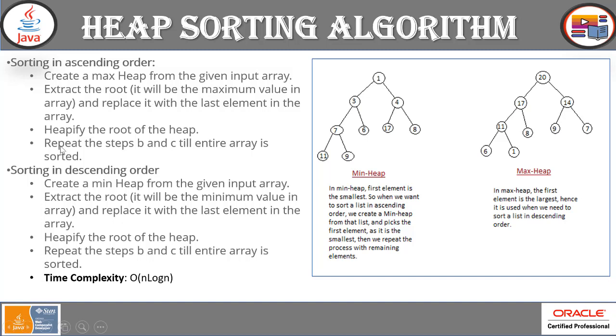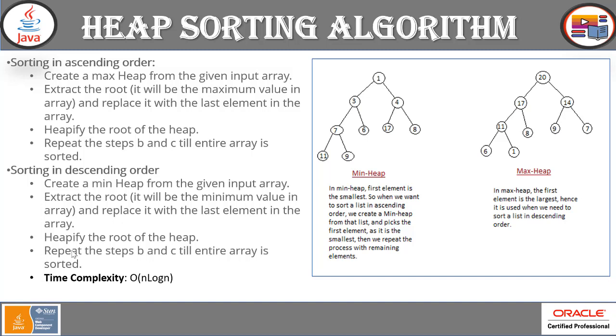So for descending order, all you need is to create a min heap from the given input array, extract the root, which will be the minimum value of the array, and replace it with the last element in the array. Heapify the root of the heap and repeat the steps. Now, the complexity of this type of algorithm depends completely on the length of the array or the number of elements in the tree structure.